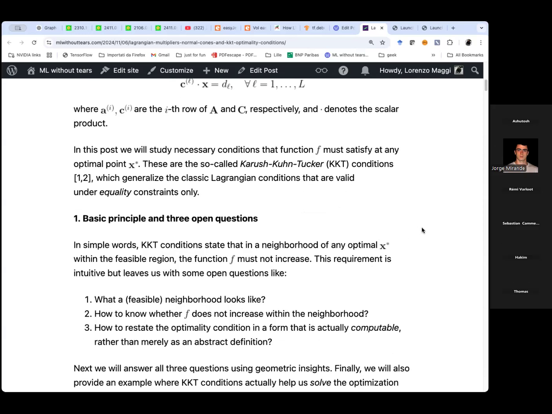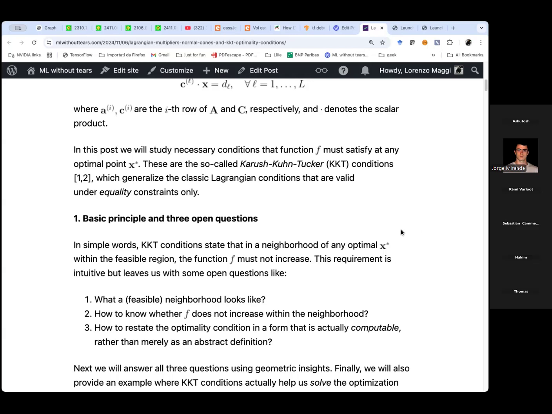So in a nutshell, what we will discuss are these KKT optimality conditions. What are they? Basically, these are conditions that any optimal, or at least local optimum, point has to fulfill. In simple words, very intuitively, they say that if you're at an optimal point x star and you move out of this x star, the function f must not increase.